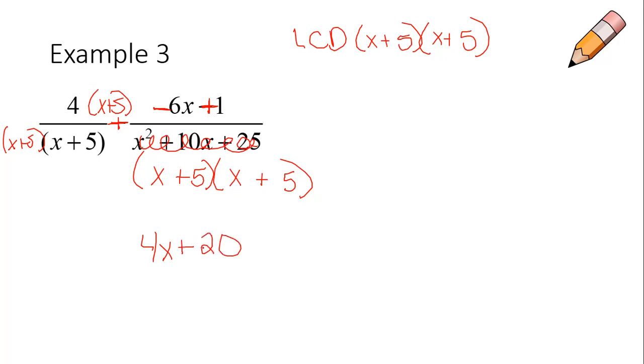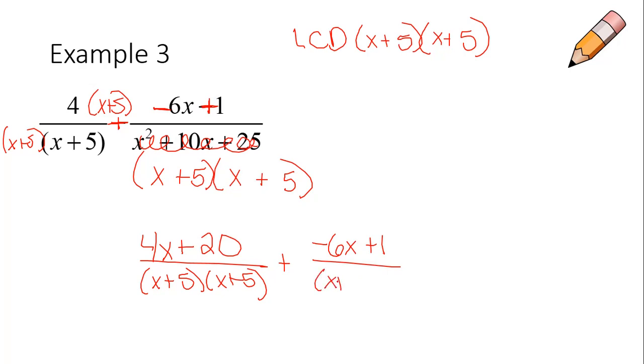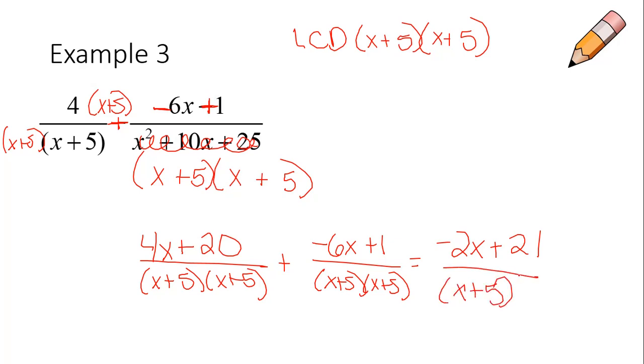4x plus 20 over x plus 5, and then plus a negative 6x plus 1 over x plus 5. So I'll get a negative 2x plus 21, it looks like, over x plus 5, and I'm going to be lazy and put a square there. Now this does not factor anymore, if you notice, so I can stop there with my answer.